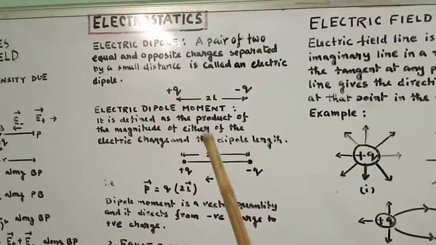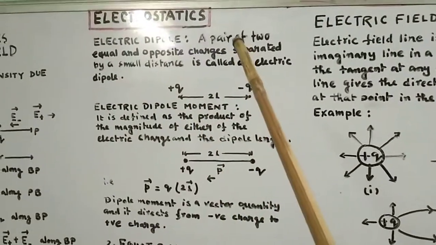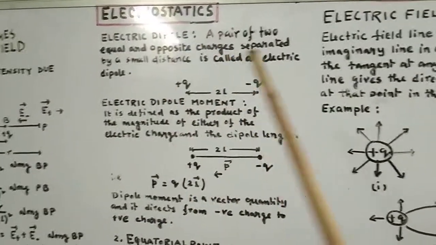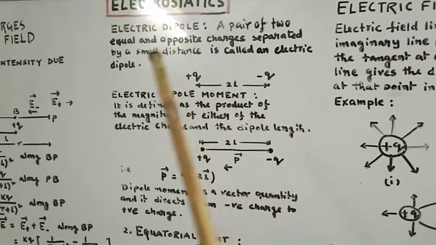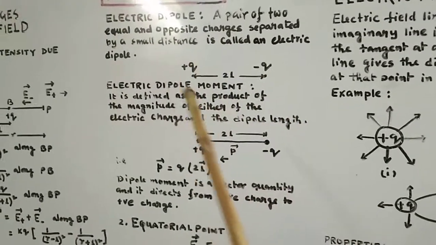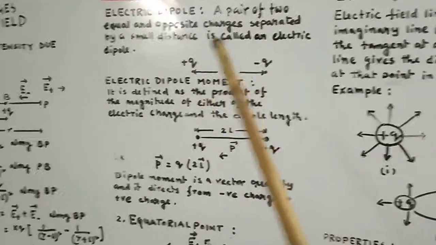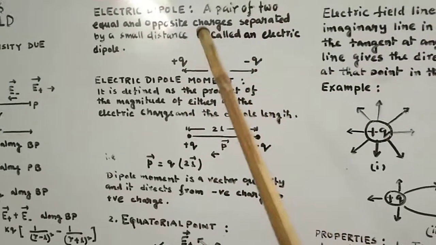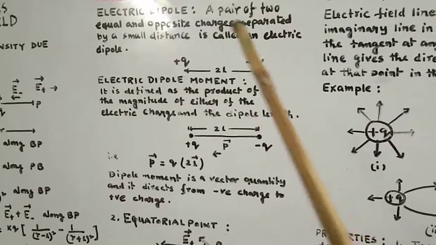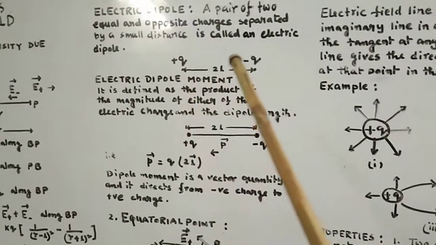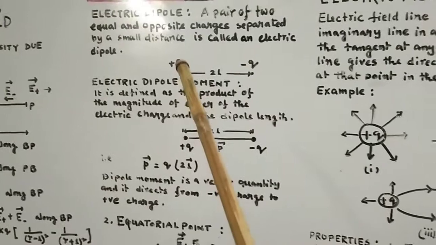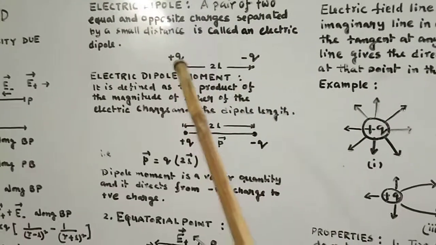Now let me go to the electric dipole. It says that a pair of two equal and opposite charges separated by a small distance is called an electric dipole. So this is your dipole. All of you know that in a neutral atom, positive charge and negative charge coincide. But if you apply an electric field on the neutral atom, what will happen? Separation of charges occurs, and that creates the dipole. One is positive, another is negative.